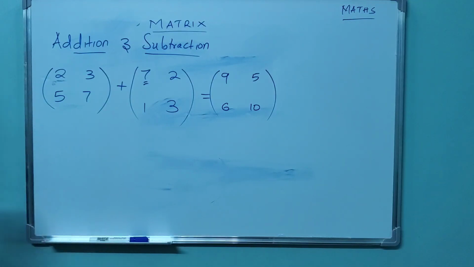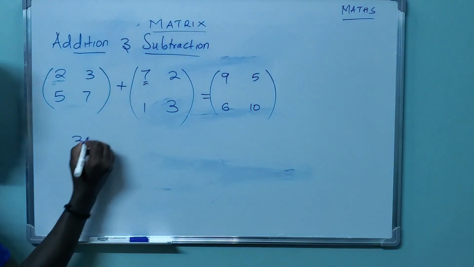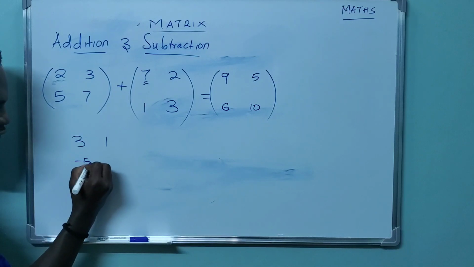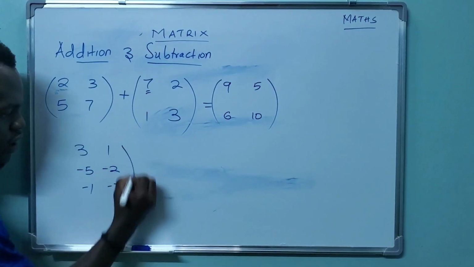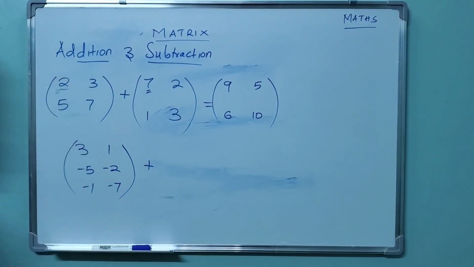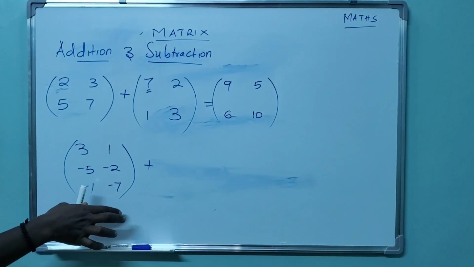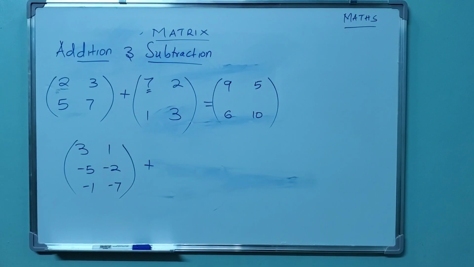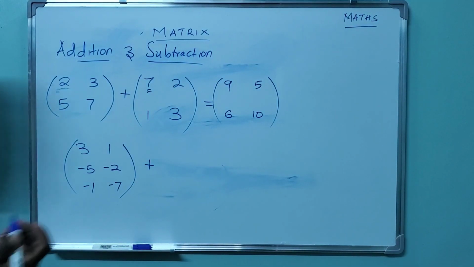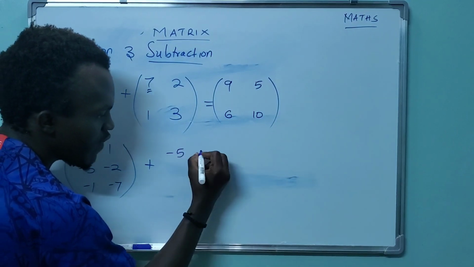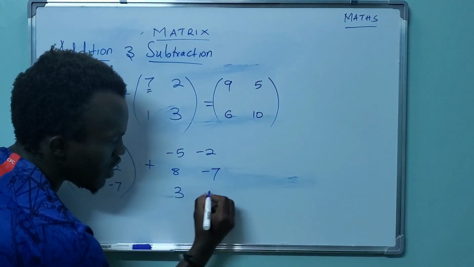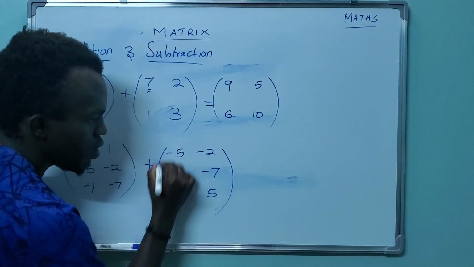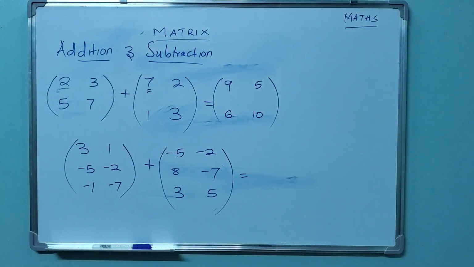For instance, if I have a matrix like this, 3, 1, negative 5, negative 2, negative 1, negative 7, and I've been told to add it to another matrix. Because this one is a 3 by 2 matrix, I can only add it to a 3 by 2 matrix, which means I can have another matrix which is maybe negative 5, negative 2, 8, negative 7, 3, 5. Now, in this case, what am I going to have as my answer?